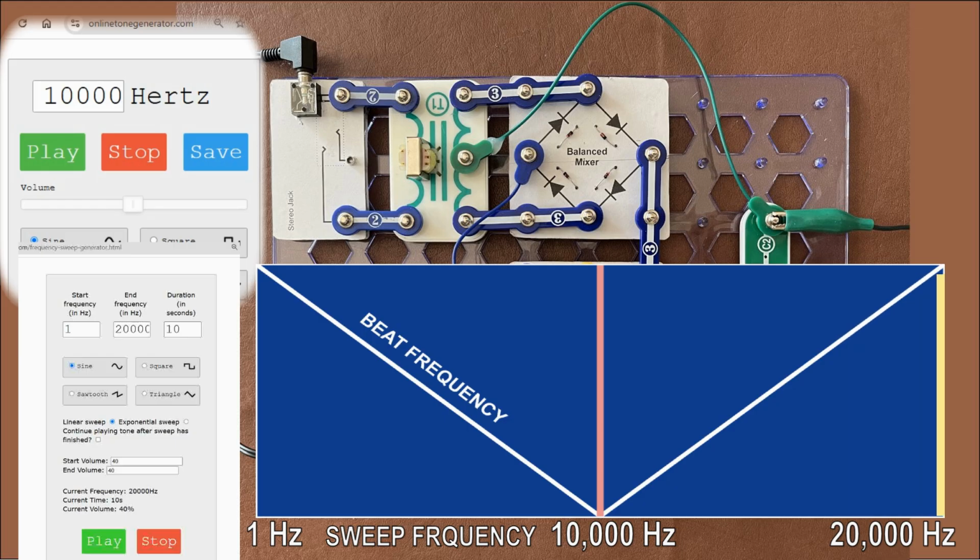As the frequency of the sliding tone approaches the stationary tone, the difference in frequency between them decreases, and so the pitch of the beat frequency drops. Then as the sliding tone continues to climb away from the stationary tone, the difference between them increases, and the pitch of the beat frequency rises. Let's hear that again.